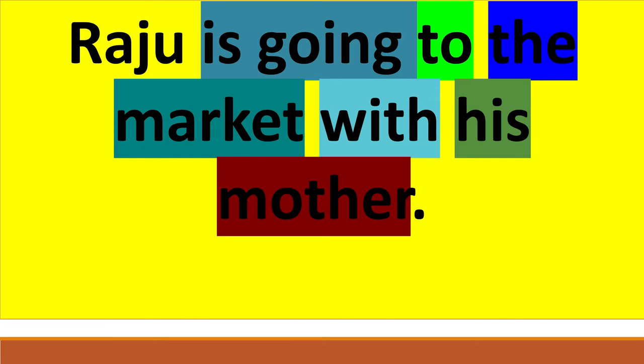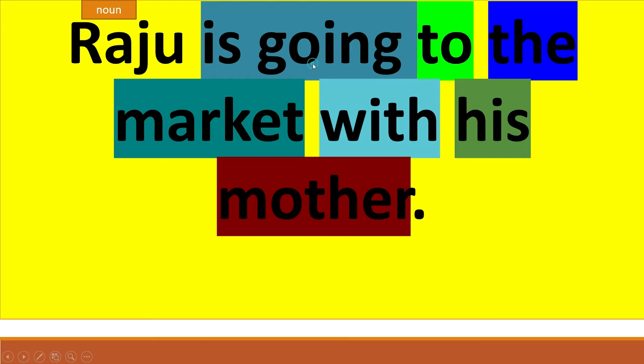So let us see here once. Look at the sentence. We have already seen the definition of a sentence in our previous class. Raju is going to the market with his mother. Look here, how many words are there and what are they called? So this is a sentence which contains groups of words, and every word in this sentence is given a name. So let us see that word.